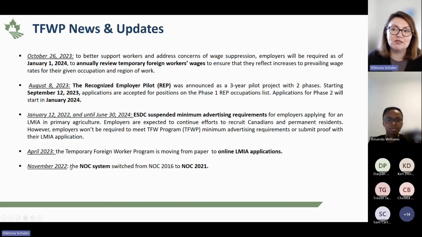And also the NOC system transitioned to NOC 2021. I know that some people are still using old NOCs, but yes, we are transitioning to the new ones.